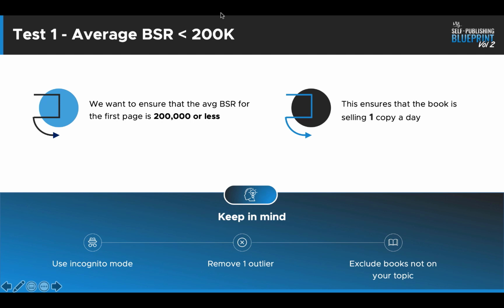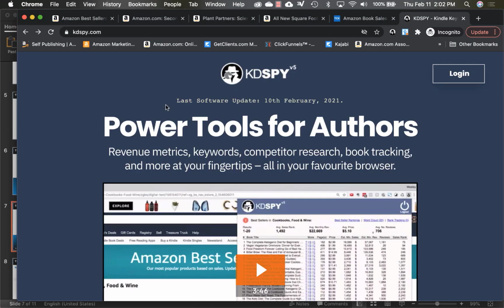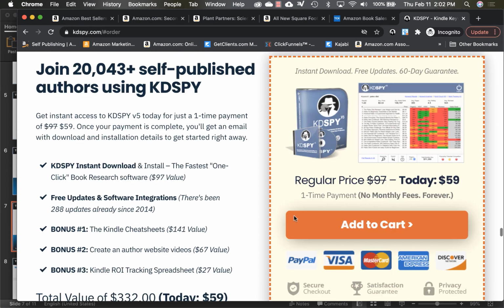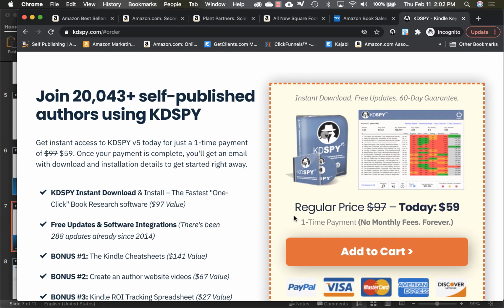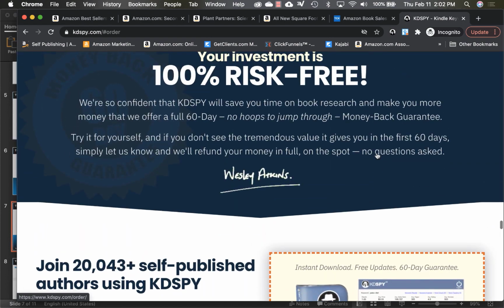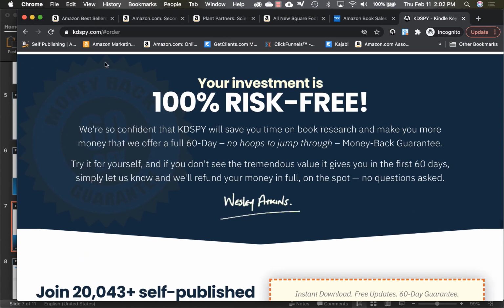So we're going to use a tool called Kindle Spy, and you're also going to be on Amazon in incognito mode, once again, on your Google Chrome browser. Okay, first, KD Spy. There's a link in the description of the lesson. You can click that to get Kindle Spy, or just go to kdspy.com and hit purchase. It's $59, and it's a one-time fee, no monthly fees. This is the tool that we use to take a snapshot of the first page of Amazon for all the possible keywords or topics we want to be searching.